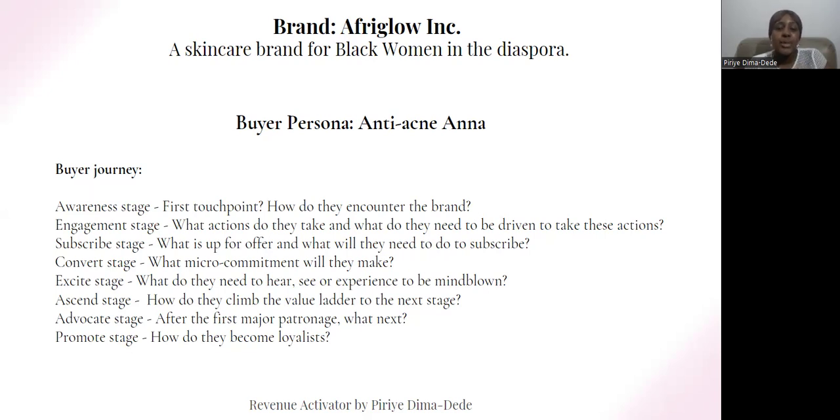Next up is the engagement stage. What action will Anna take? And what does she need to be driven to take this action? So what does she need to engage with the brand? What does she need to reach out to the brand and say, okay, this is what I'm dealing with. How can you help me? What does she need to start engaging with content from the brand, to start paying more attention? That's what you need to figure out. So we can see from Anna's buyer persona that she prioritizes brands who are responsive.